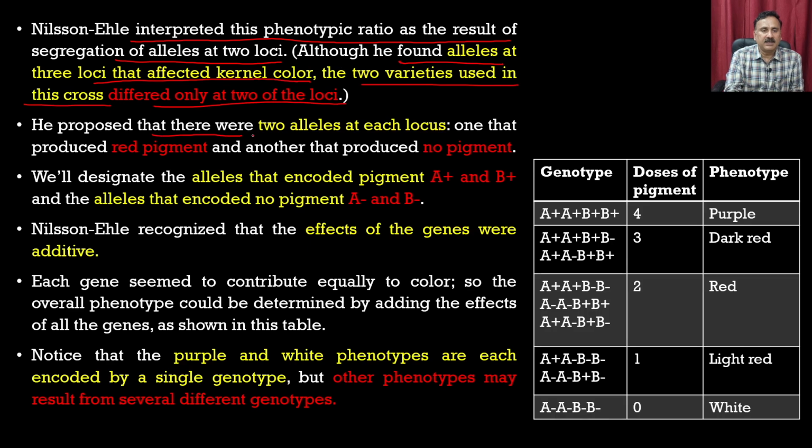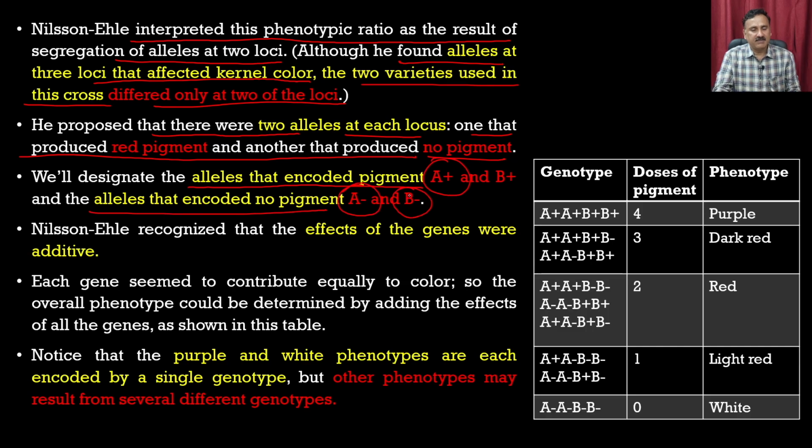So he proposed that there were two alleles at each locus, one that produced the red pigment and one that produced no pigment, right? So he designated the alleles that encode the pigment as A positive and B positive, and the alleles that encode no pigment as A minus and B minus, right? So this is going to be a genotype where you're going to have the A positive and the B positive, and you're going to have A minus and B minus, right?